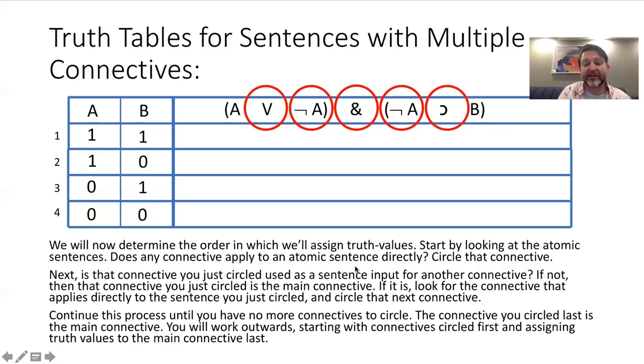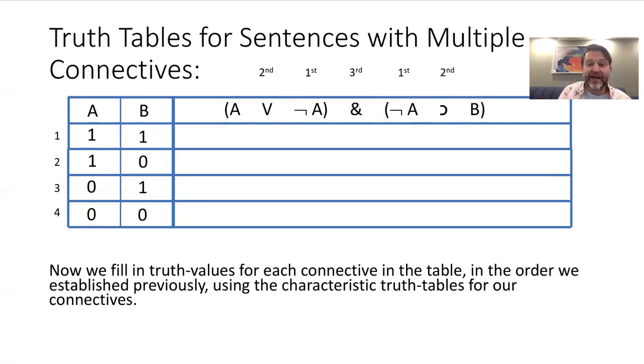And then ultimately we'll plug in the truth values for our conjunction. Okay, so first, not A's. Second, the or and the if-then, the disjunction and the conditional. And then ultimately the conjunction is how we're going to work this truth table. And so now we can fill in truth values for each connective in the table in the order we established previously, just using the characteristic truth table for our connective.